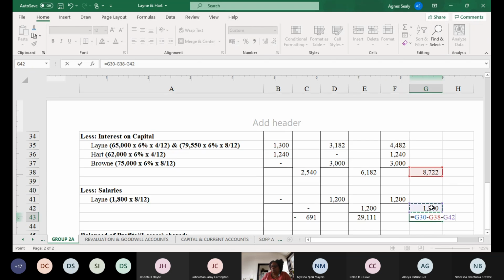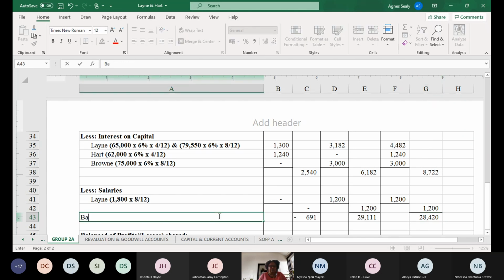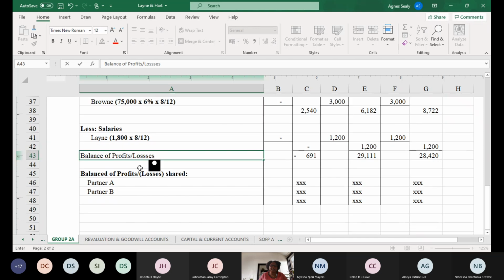So then our total profits, etc., that has to be shared is 28,420. So this becomes now the balance of profits or losses, right? So this is our balance of profit or loss, profit or loss. So that's the balance here.